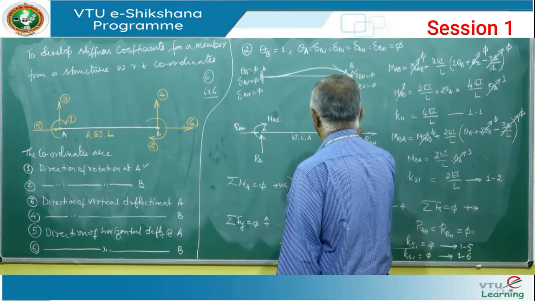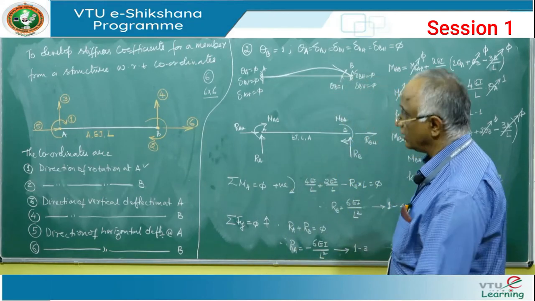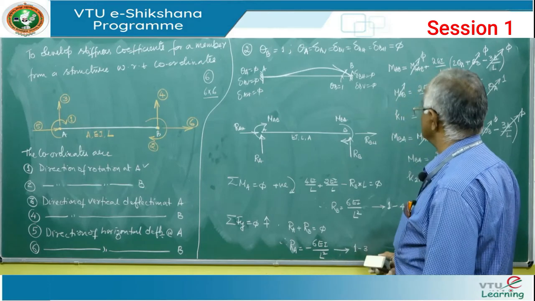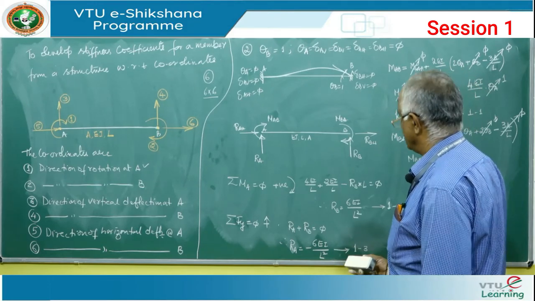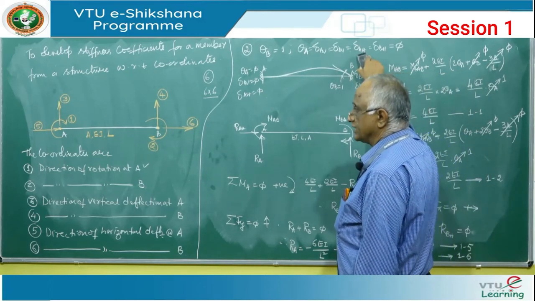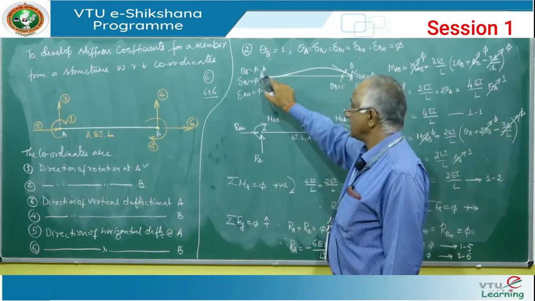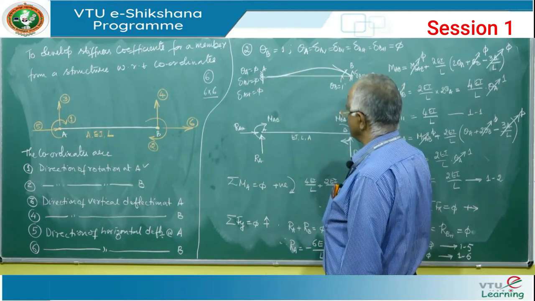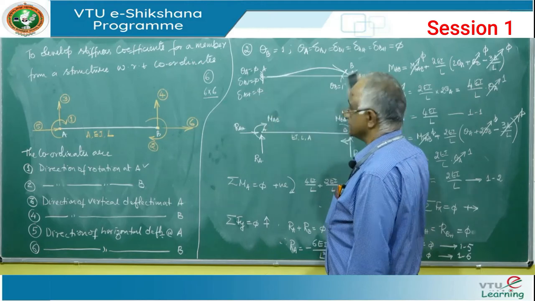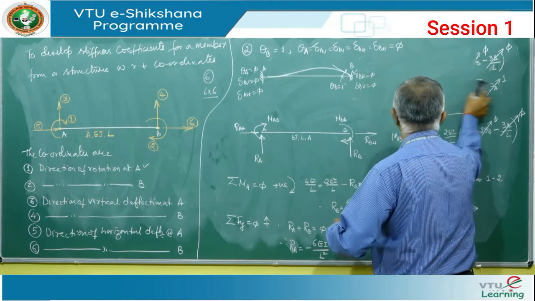So I have written the free body diagram of the member. The same values I have put in the form of forces developed along the coordinates 1 to 6. Only thing is rotation given here. Because of this rotation, there will be a moment induced at B and half of it will be transferred to A, and two reactions you will get. Again, in this case also, horizontal forces are 0. So the same equation you just repeat here.